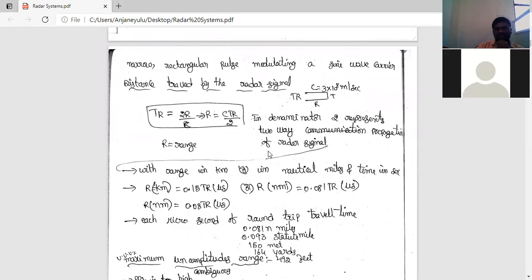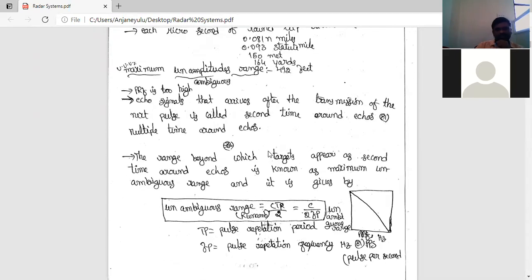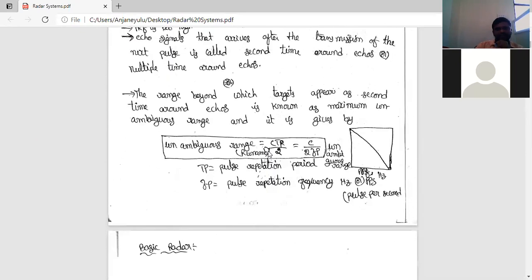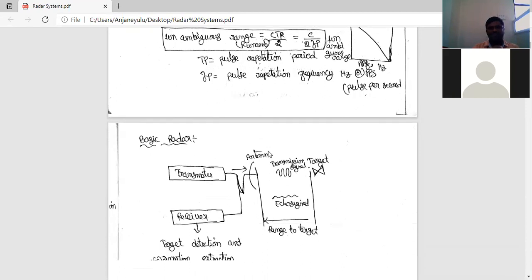PR equals 2R by c, where c is the velocity that equals 3 into 10 power 8 meters per second. And also we discussed the maximum unambiguous range. The formula for maximum unambiguous range is c TR by 2, that equals c by 2 into fp.